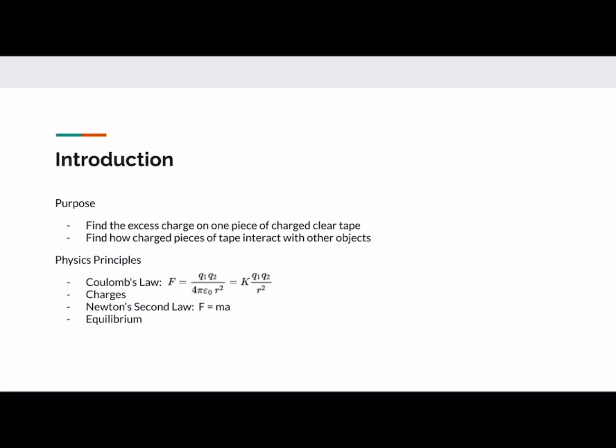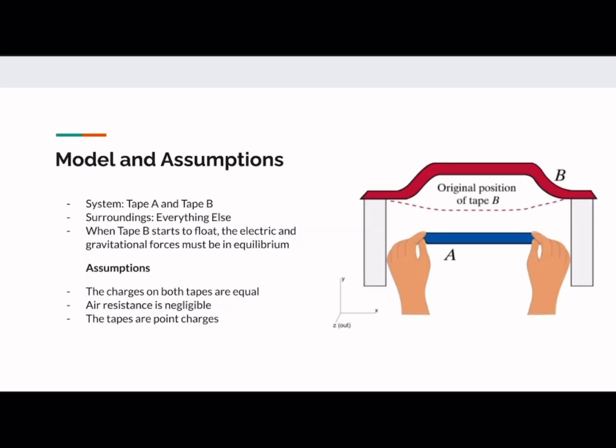And we need to know what equilibrium is, and that's basically when the net force acting on a system is zero. So for the model and assumptions, we have that the system is tape A and tape B, while the surroundings are everything else. And when tape B starts to float, the electric and gravitational forces must be in equilibrium, which basically means that they're equal in magnitude but opposite in direction. And for assumptions, we have that the charges on both tapes are equal, air resistance is negligible, and the tapes are point charges, meaning that all the charge is concentrated at the center of the tape.